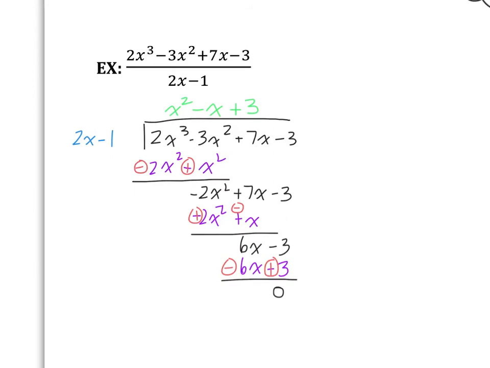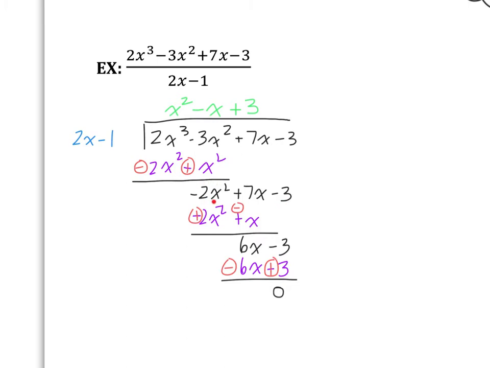Okay, how'd you do? So again, first thing I ask is, 2x times what gets us 2x cubed? And that's going to be x squared. Multiplying both of those terms by x squared, and then changing our sign, which is what's in red. Carry out the operation and bring down the other guys. So negative 2x squared plus 7x minus 3.